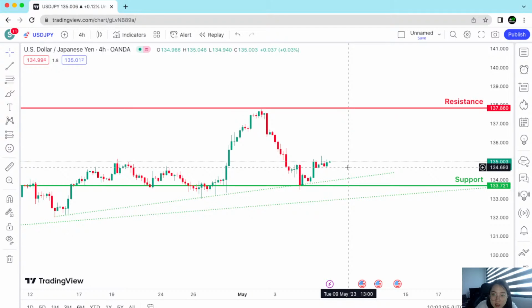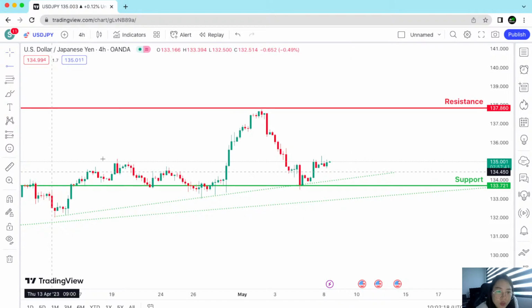Okay, let me try to spot an entry for buy. I'm going to have to call for a breakout for this. I do not like playing breakout trades.